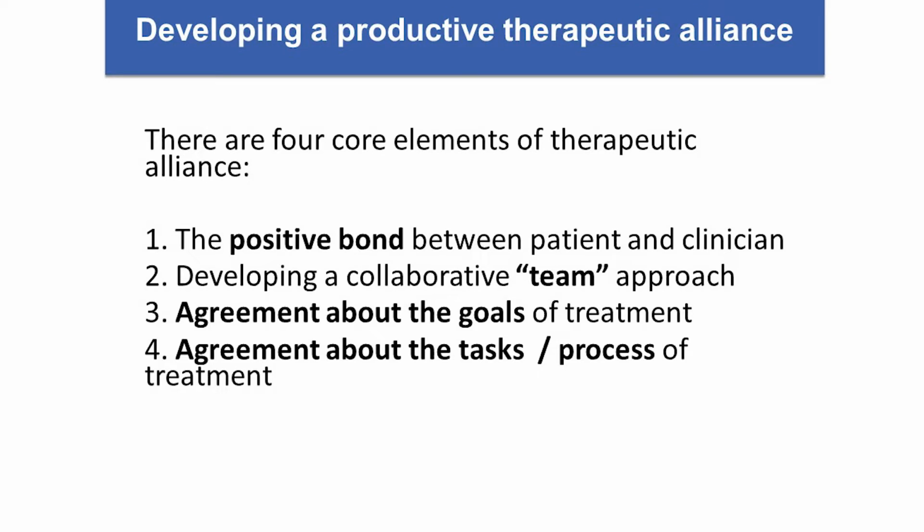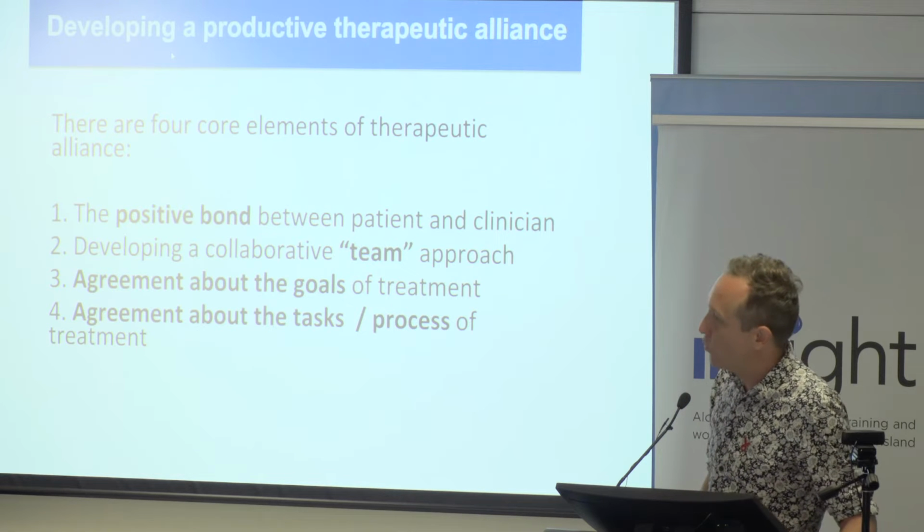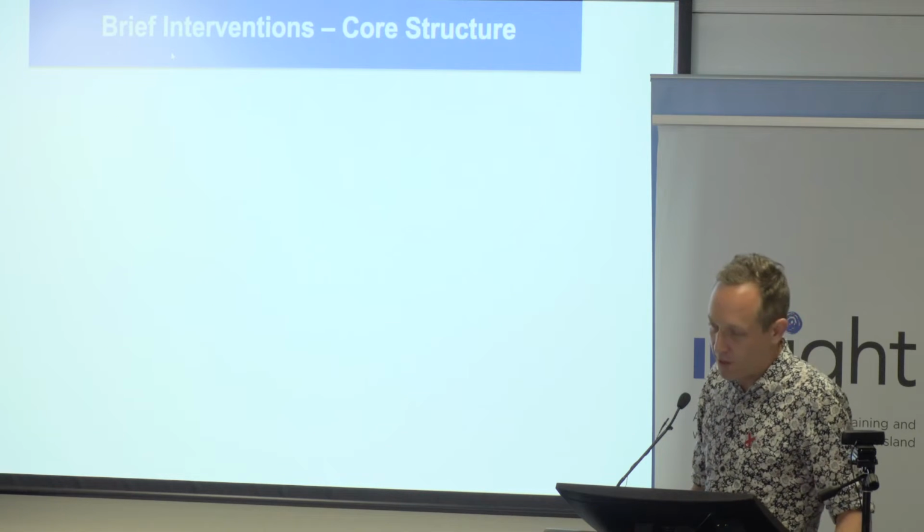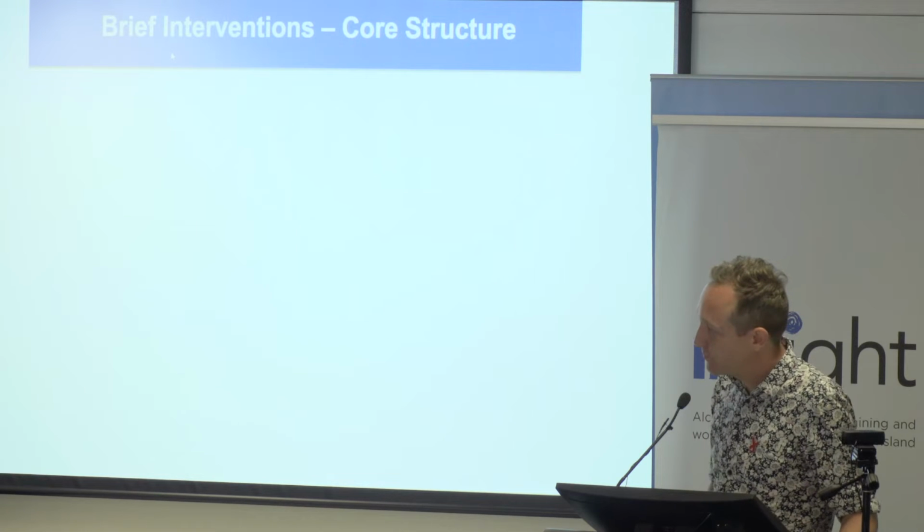The 4 elements of that therapeutic alliance are a positive bond between patient and clinician, the collaborative team approach, agreement about goals of treatment, and the task of the process, which is about how to meet those treatment goals. They're the 4 key elements of that therapeutic alliance.